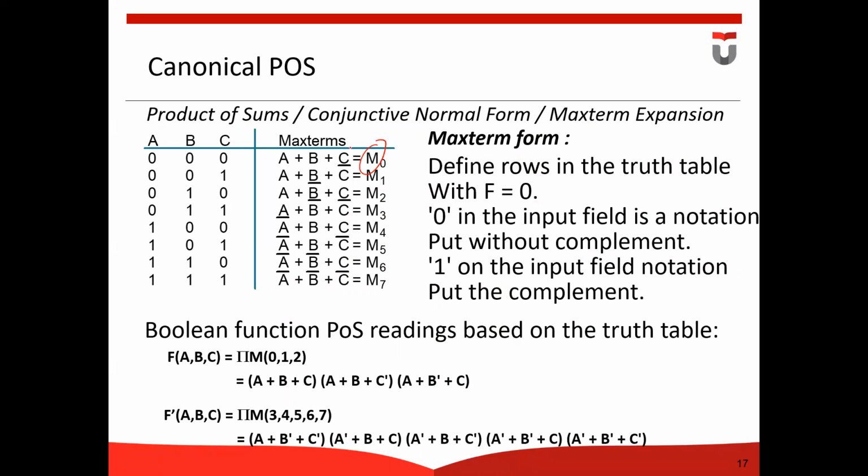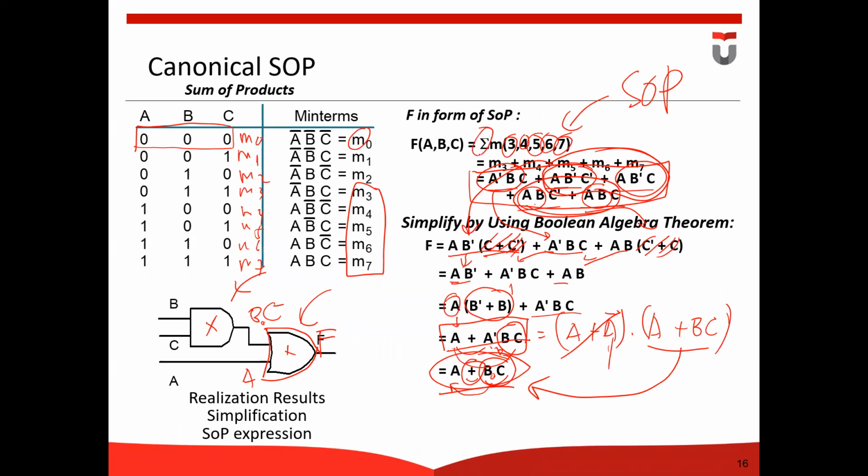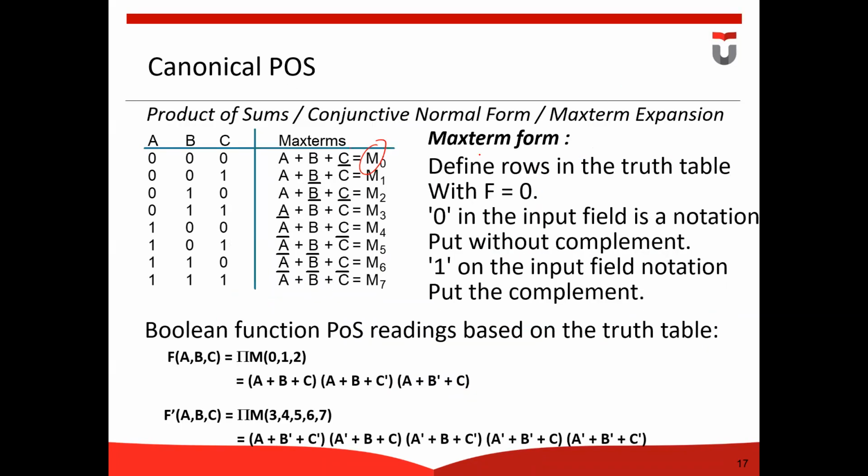M0, member number 1, member number 2, etc. Remember, there is also one difference. In SOP we have sigma, and in POS we have big sigma.